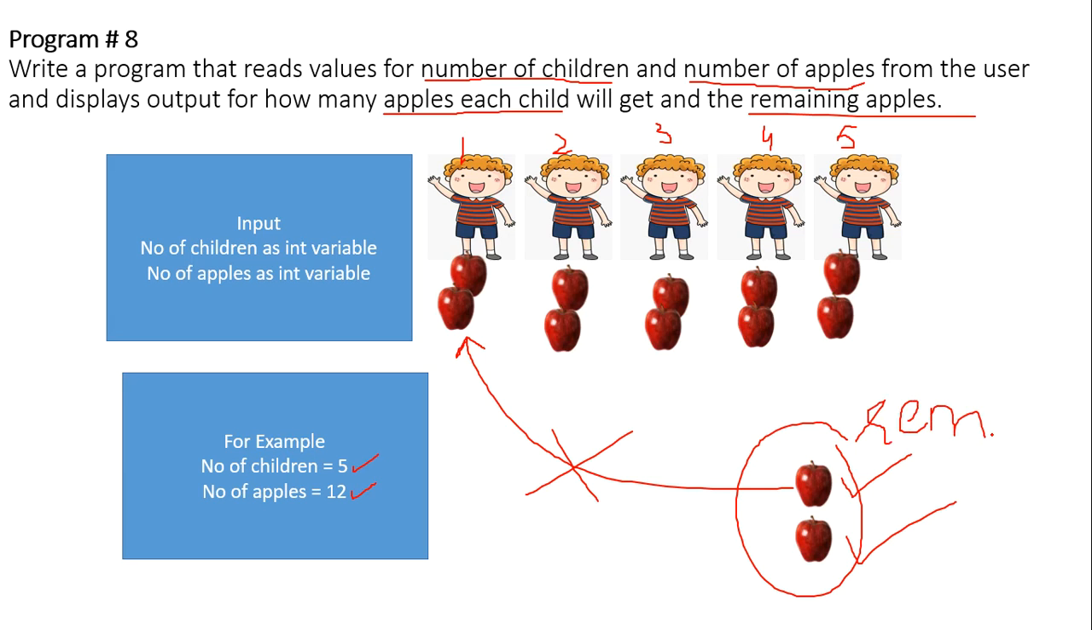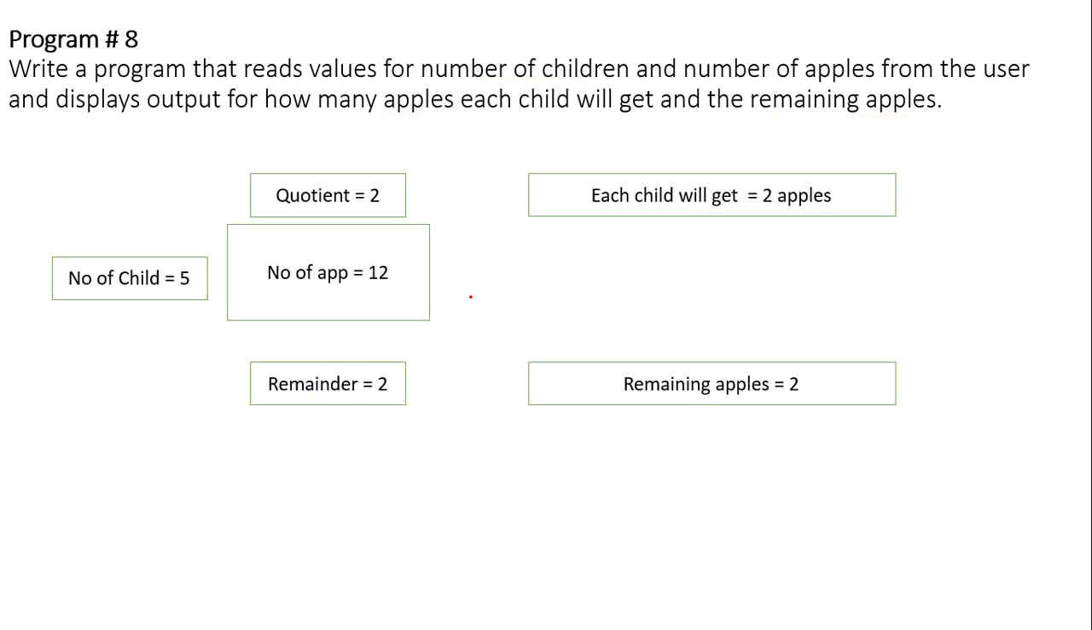Now how will the program calculate the remainder and the apples given to the children? Simple. Number of apples was 12 and number of children was 5. So we divide number of apples by number of children. 5 times 2 is 10, and the remainder will be 2. So each child will get the quotient part, that is 2, and the remaining apples will be the remainder part.